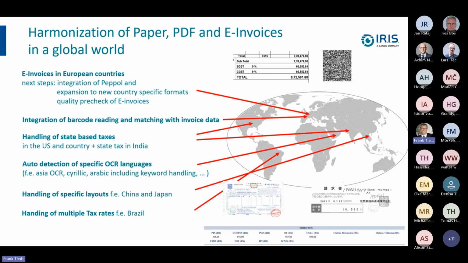And finally, we process invoices from Brazil. And as you can see on the snippet at the bottom, in Brazil, you can have up to 7 different tax rates on one invoice. And we were told that IRISXtract is one of the only solutions which can handle this.